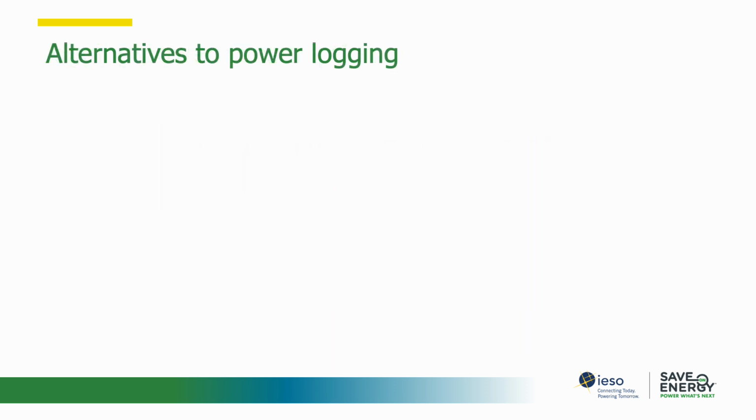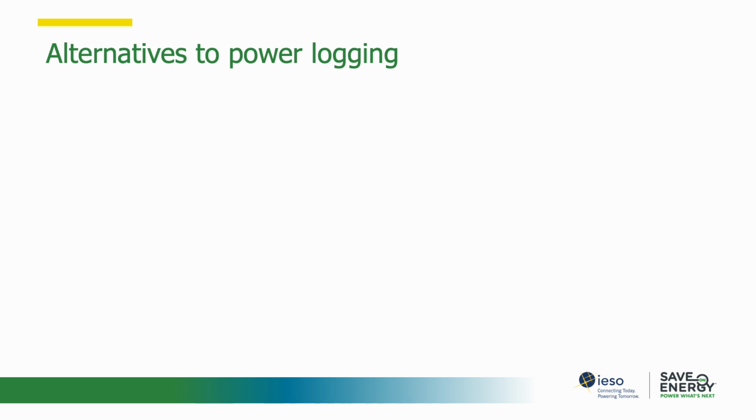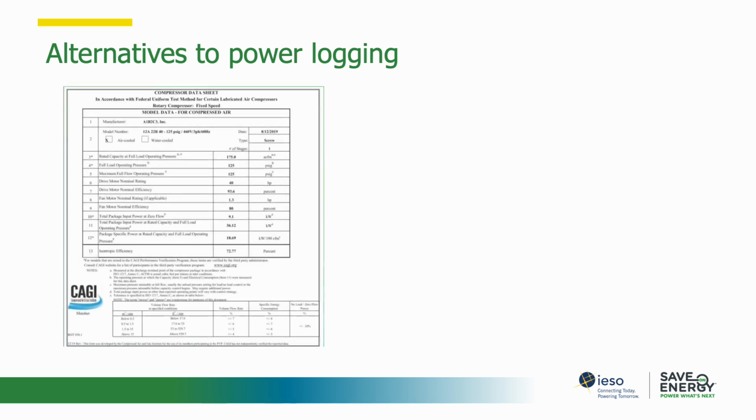If you don't log 3-phase power, current measurements or amps can be used to calculate 3-phase power. You can also use measured amps and information from the compressor data sheet to estimate power as a % of full load amps. Note that this is not accurate below 50%, as the power factor degrades at lower current draws.